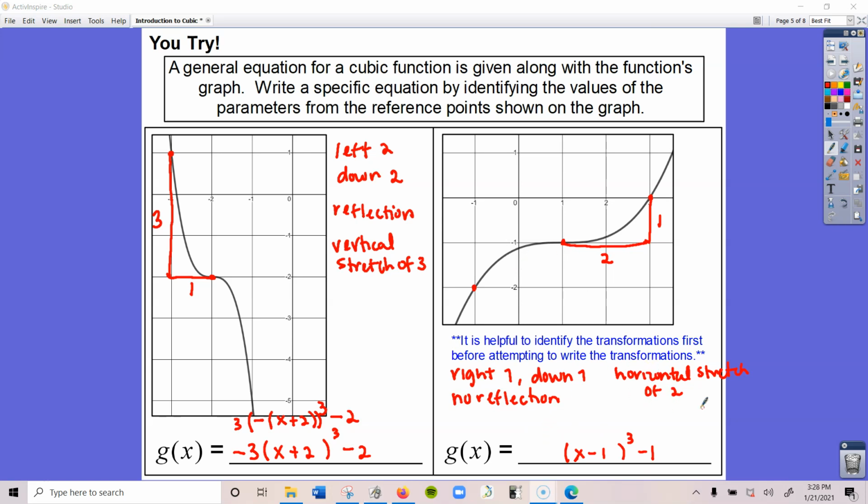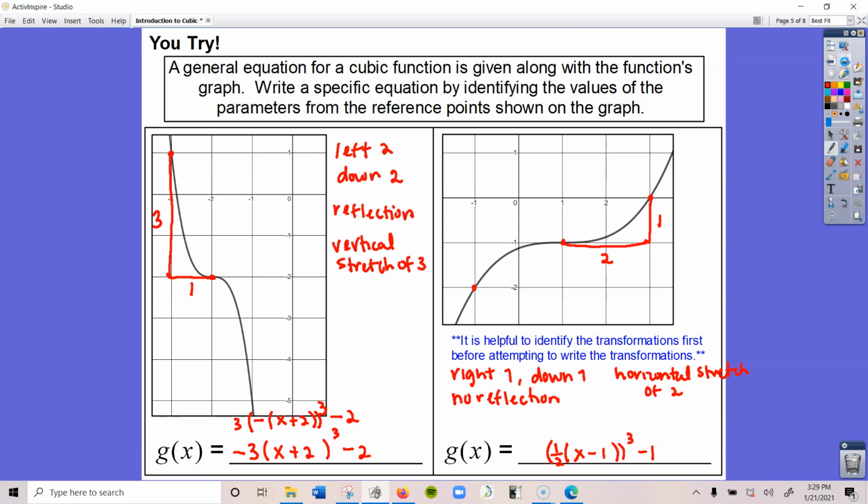Now because there is a horizontal stretch, remember that we have to open a second set of parentheses to write that. So I'm going to open my parentheses here, and that means I would have to have a second set there, so that x minus 1 is enclosed. The horizontal stretch, when we put it inside of the parentheses, we have to write the opposite, or rather the reciprocal of the stretch. So instead of 2, I would write 1 over 2. And this would be my equation for this particular graph.